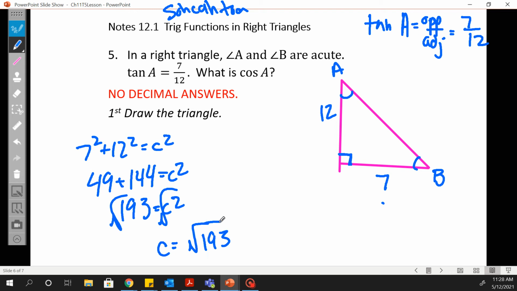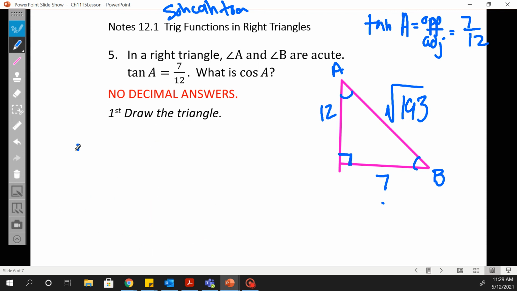I think 193 is prime. Honestly, I don't think 193 is divisible by anything. Yeah, 193 is not divisible by anything, so it's prime there. So that can't be simplified. So this hypotenuse is square root of 193.